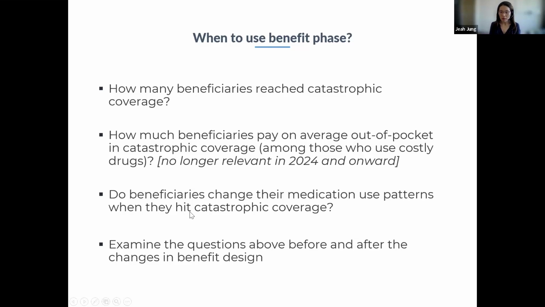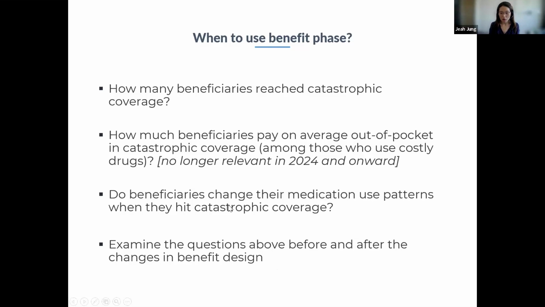Do they change their medication use patterns once they hit the catastrophic coverage? That would be interesting, right? So let's suppose the beneficiaries hit catastrophic coverage in August or September. Now they have 3 months to go. So until January 1st the following year, you have 3 months that you have no cost sharing. It's zero expense, right? Then they might have an incentive to look for some medications that they need to take. Do I need medication now? It's free, right? So you may want to examine some changes in medication use patterns during this catastrophic coverage.